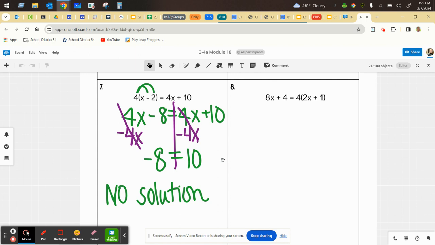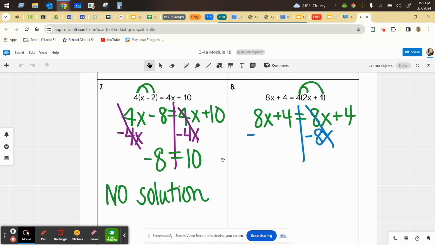And number 8, again, I'm going to distribute. So my right-hand side becomes 8x plus 4. Again, you might already be noticing, same thing on both sides. I get rid of that 8x on both sides. I'm left with 4 equals 4. The same number, so we have infinite solutions.